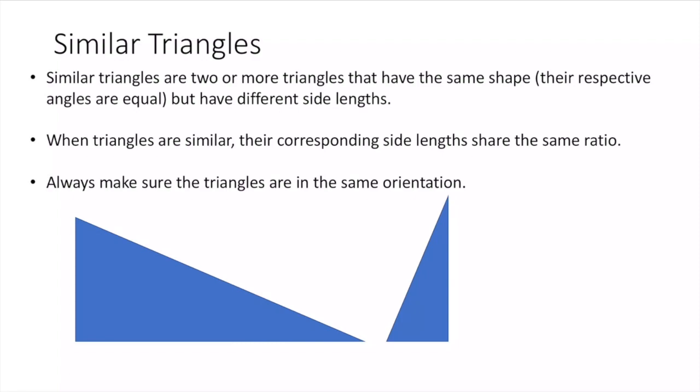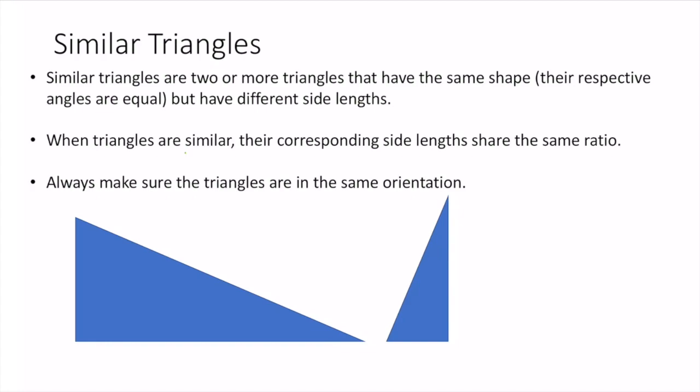So similar triangles. There are 2 or more triangles that have the same shape. If they have the same shape, that means all their respective angles are the same, but they'll have different side lengths. So just think of it as taking a triangle and shrinking it. The angles are staying the same, but the side lengths are going to change.